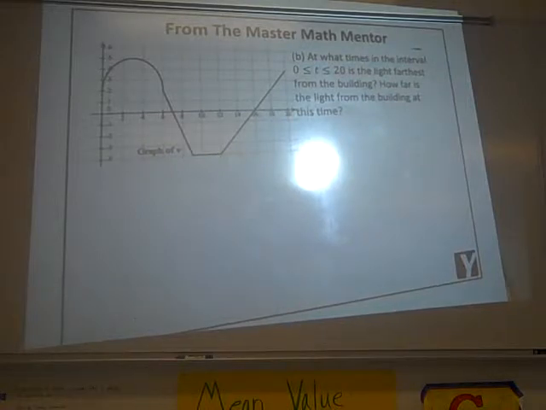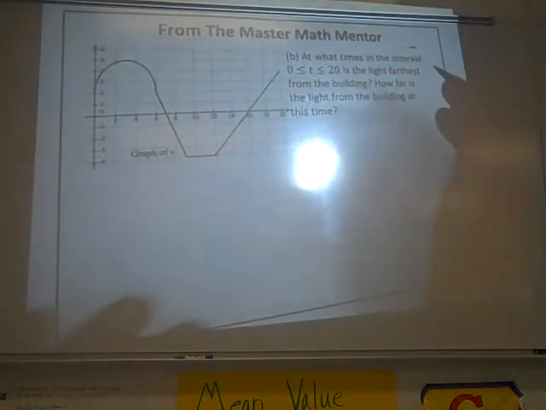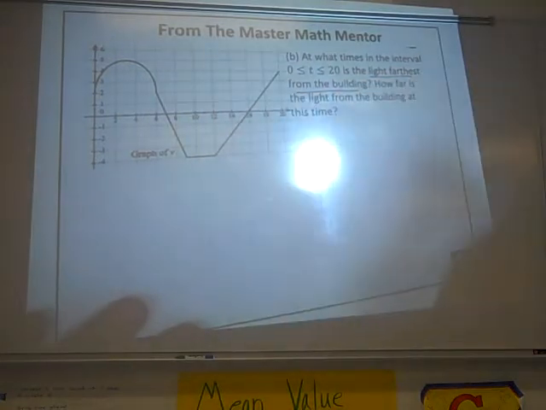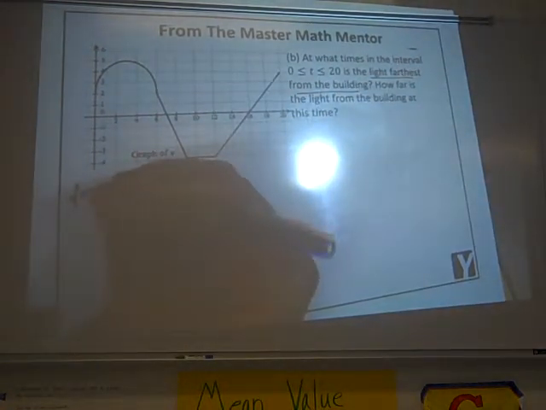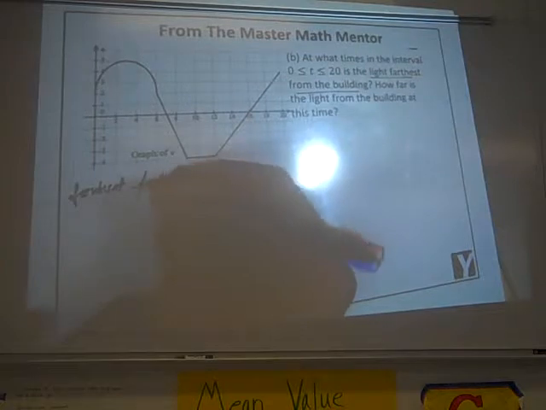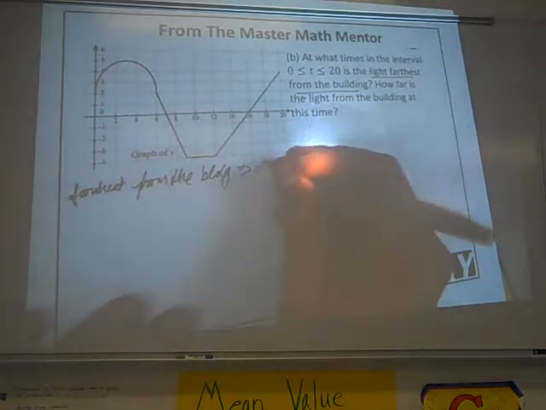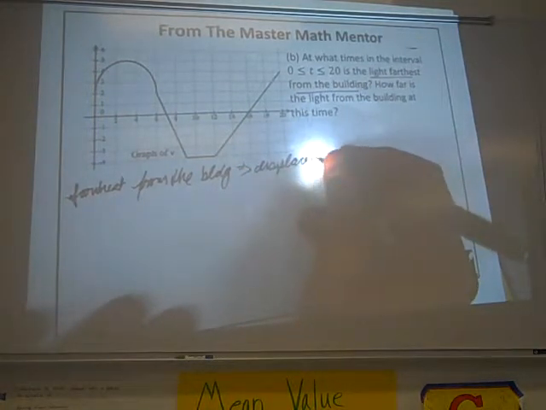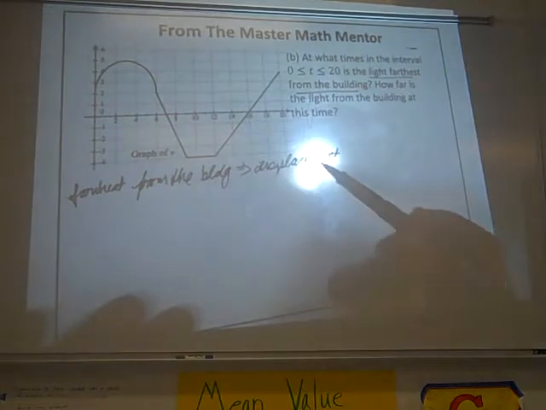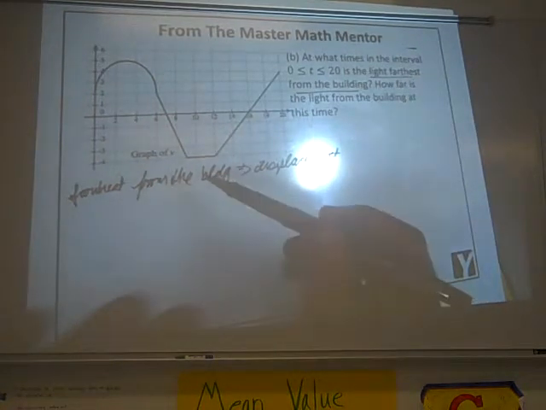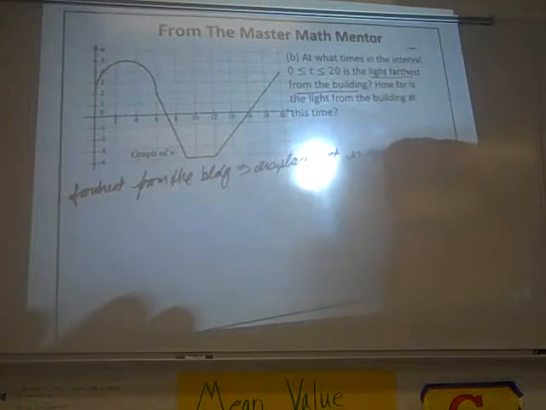Part B, at what times in the interval 0 less than or equal to t less than or equal to 20 is the light farthest from the building? How far is the light from the building at this time? The key phrase here is I want the light to be farthest from the building. If the light is farthest from the building, then what that means is that the displacement, displacement is change in position. So the searchlight is farthest from the building when the displacement is greatest.